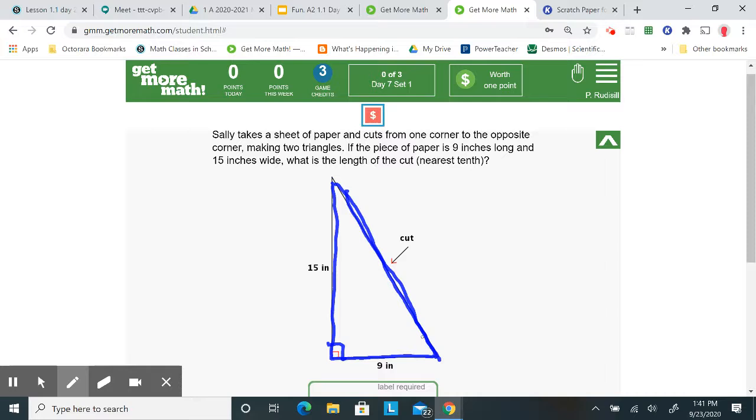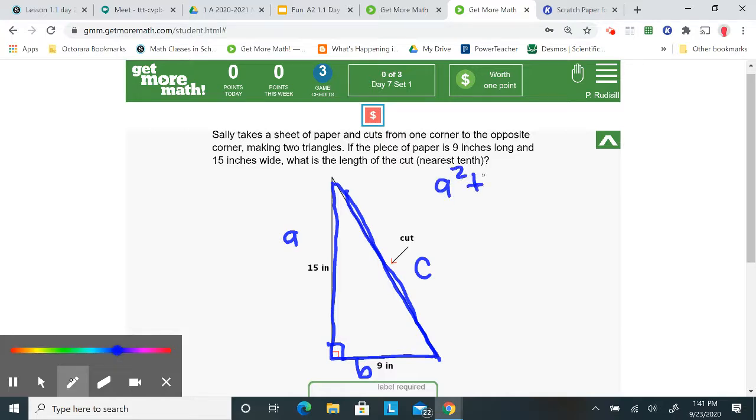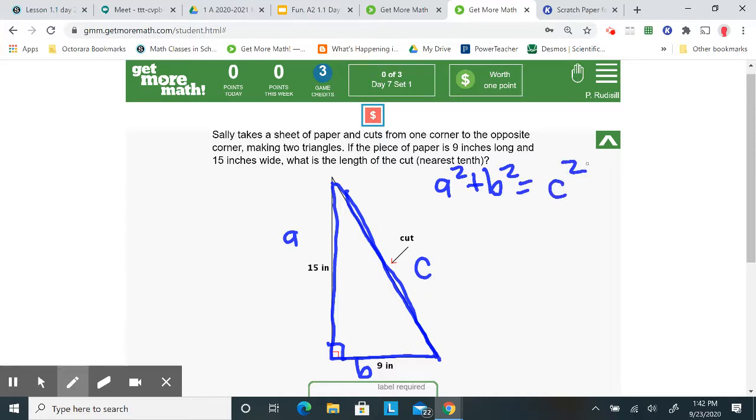And the two sides that make up the right angle are the A and the B. The hypotenuse is called the C. The Pythagorean theorem says a squared plus b squared equals c squared. And the a and b are always the two sides that make up the right angle. No matter how the triangle is turned, they're the a and the b.